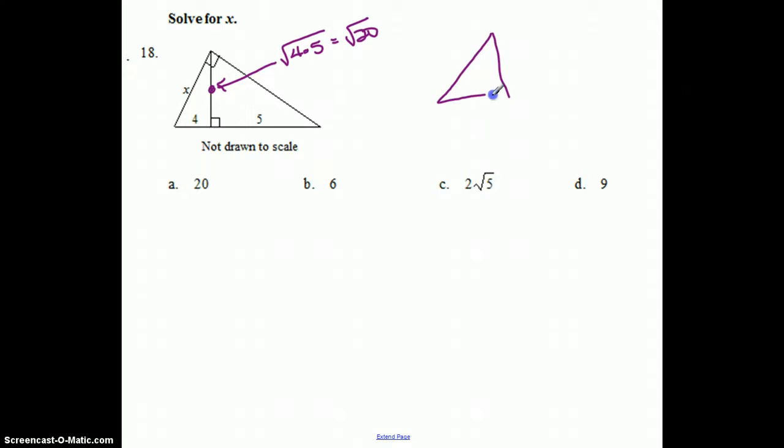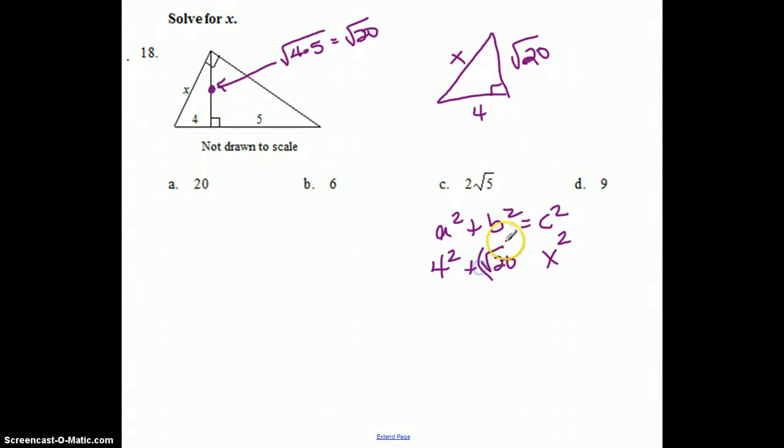Now, I know I can go through and simplify it, but just to make it easier, if I take this little triangle off here, I have x and 4 and the square root of 20. It's just the Pythagorean theorem to go through and do that. Remember your a squared plus b squared equals c squared. So the hypotenuse in this one is x, and a and b are 4 squared and the square root of 20 squared.